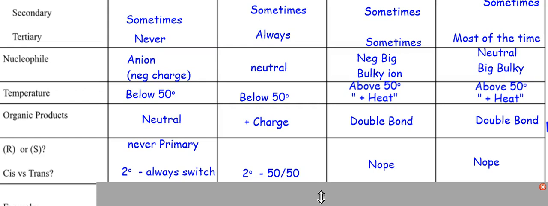SN1. It will be a 50-50 mix if that comes into play. Not every secondary is set up for that. If it's perfectly symmetrical, then you don't have to worry about it. But if it's not perfectly symmetrical, you have to worry about switching it up. What about your eliminations? No, you don't have to worry about that at all.